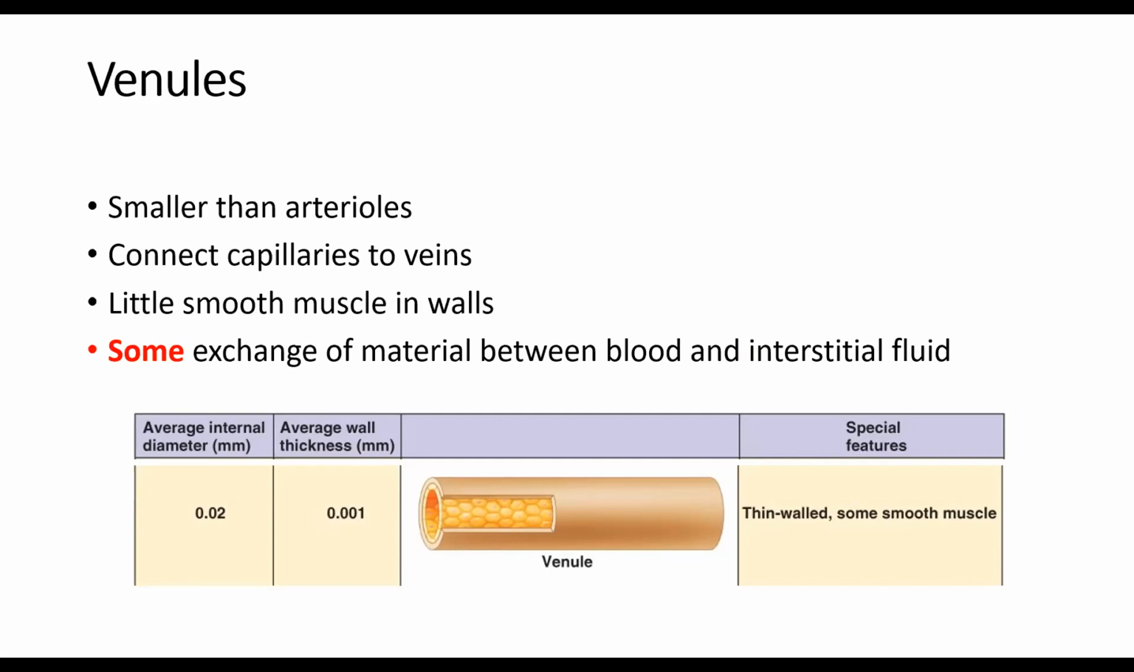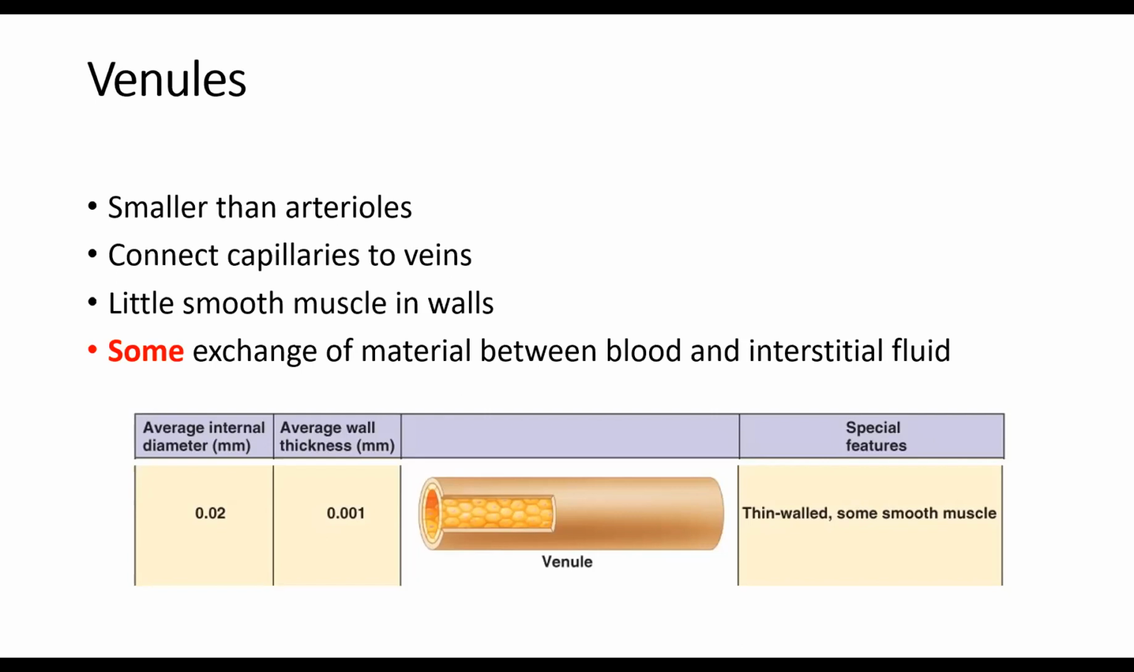So let's start by looking at venules really briefly. They're not very important. They aren't very different from capillaries to some extent. They're smaller than arterioles. They connect from capillaries to veins, and then they have a little bit of smooth muscle in their wall as well. There is still some exchange happening between the interstitial fluid and venules as well.